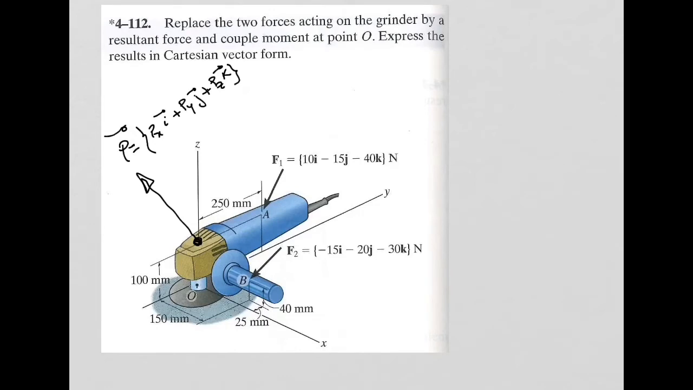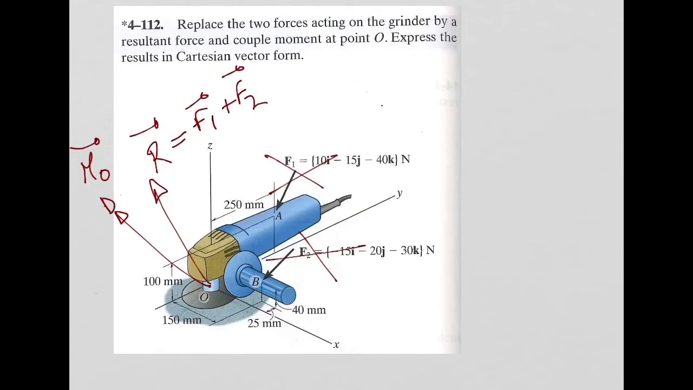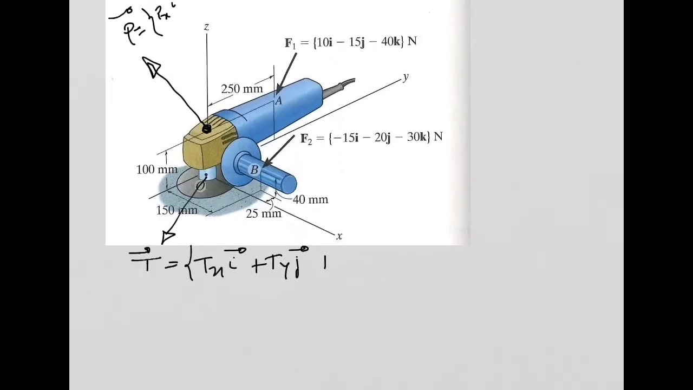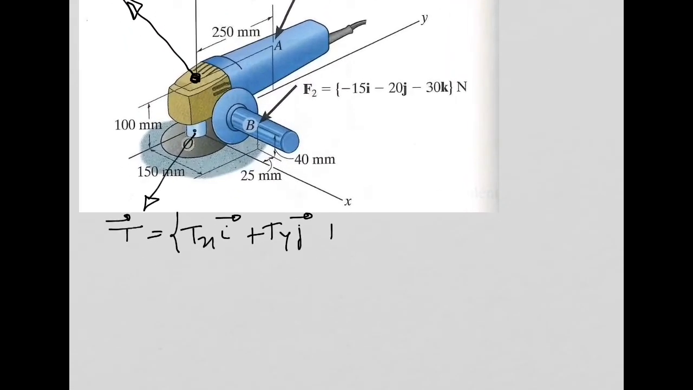Imagine I include now here at point O another force, let's say it's T, where I have this Tx in the x direction, Ty in the j direction or y direction, and Tz, which is the component in the z direction, okay?